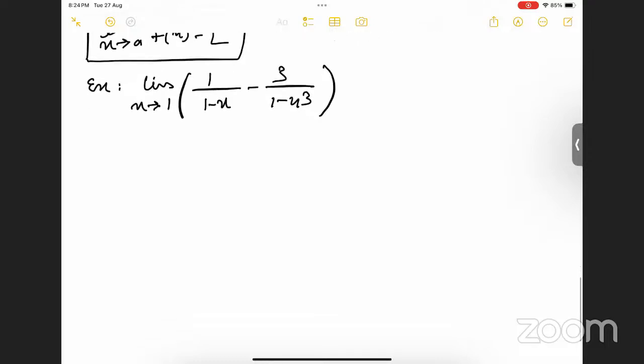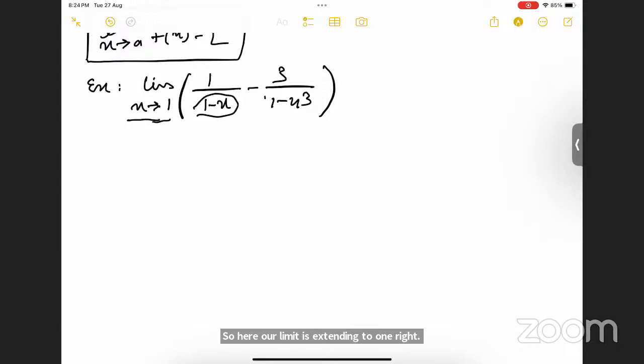Let us solve it together. So here our limit is tending to 1, right? And as x tends to 1, this term and this term will tend to 0, right? So we have a problem here. Now, what do we have to do? We have 0 times infinity, a multiplication.